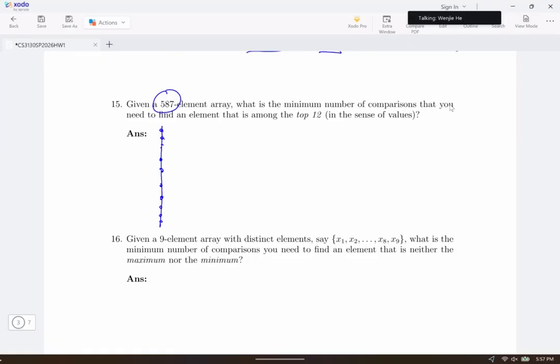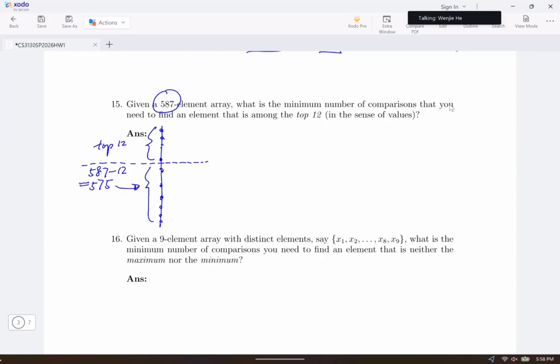Then what we're interested in is the top 12 elements. So we want to find one of the elements in this top 12 portion. Then there is the bottom part, and we also need to know the bottom part. So we need to do subtraction, minus 12. So we get 575. There are 575 elements in the bottom part.